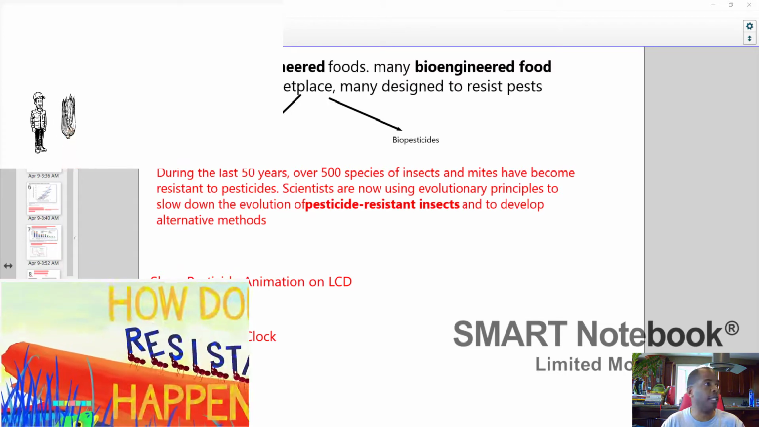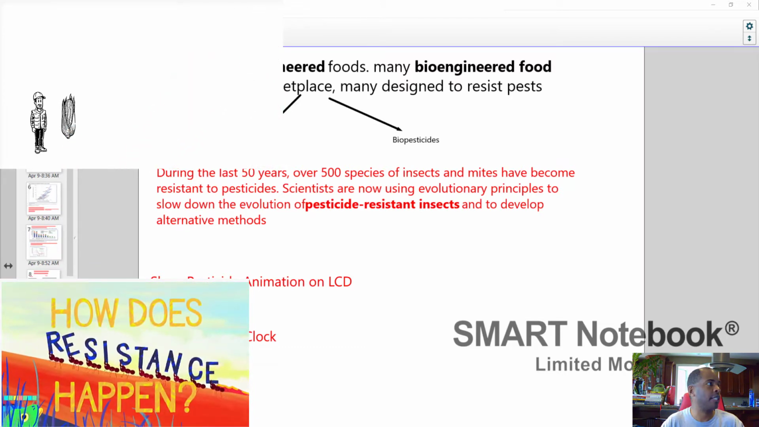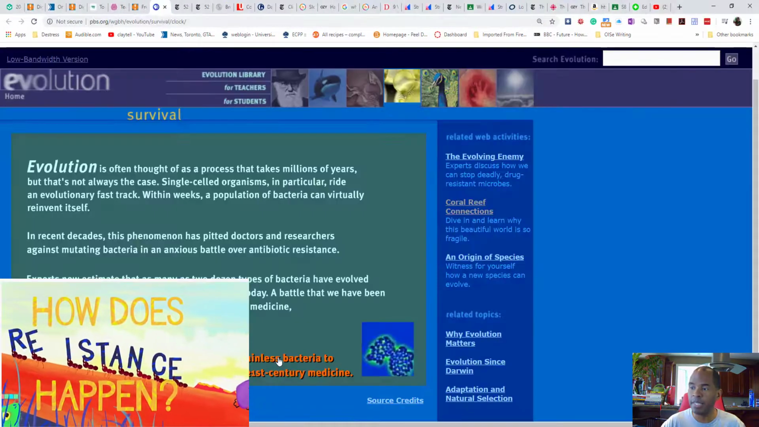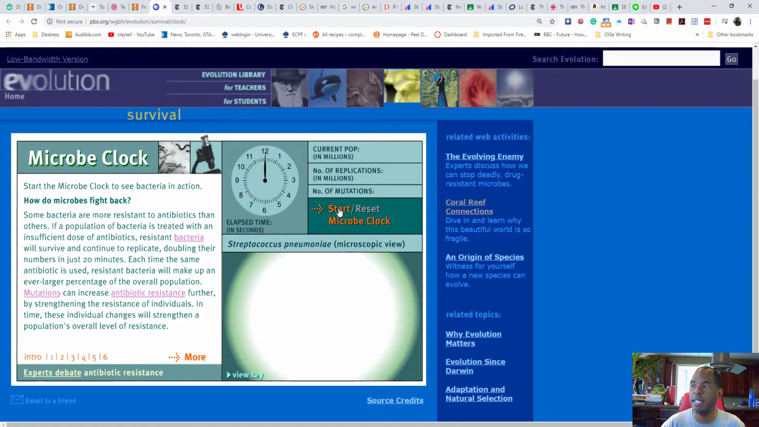This microbe clock I'd like to show you, but you're really going to spend time on that one. A simulation of what happens with bacteria and how quickly they're able to mutate as they replicate. Remember, one bacteria in 24 hours could produce 1 million easily. And when you have that many bacteria and that many generations, you're going to have mutations.